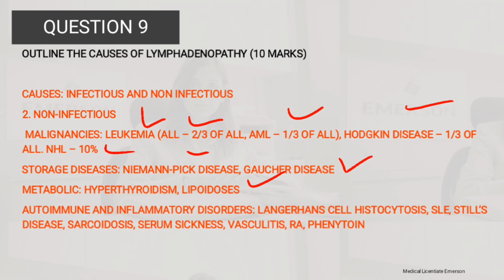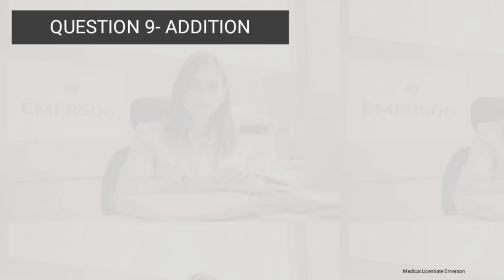Then under autoimmune and inflammatory disorders, we can have Langerhans cell histiocytosis, we can have systemic lupus erythematosus, we can have Still's disease, we can have sarcoidosis, we can have serum sickness, we can have vasculitis, rheumatoid arthritis, and phenytoin toxicity. So these are the infectious causes.